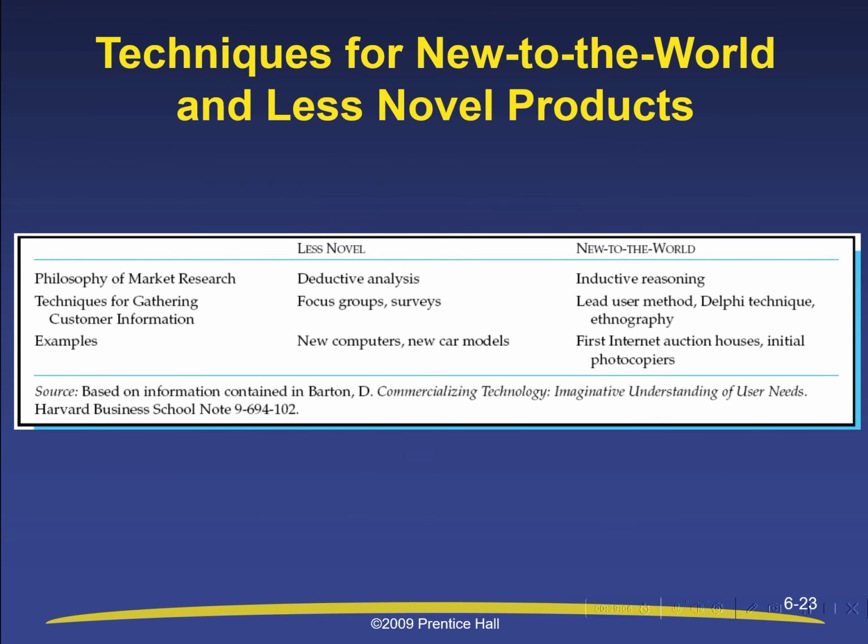Techniques for new to the world and less novel products. With philosophy of market research, deductive analysis is used for less novel, while inductive reasoning is used for new to the world. With techniques for gathering customer information, focus groups and surveys are used for less novel, while lead user method, Delphi technique, and ethnography are used for new to the world. And looking at their examples, new computers and new car models are used for less novel, while first internet auction houses and initial photocopiers are used for new to the world.